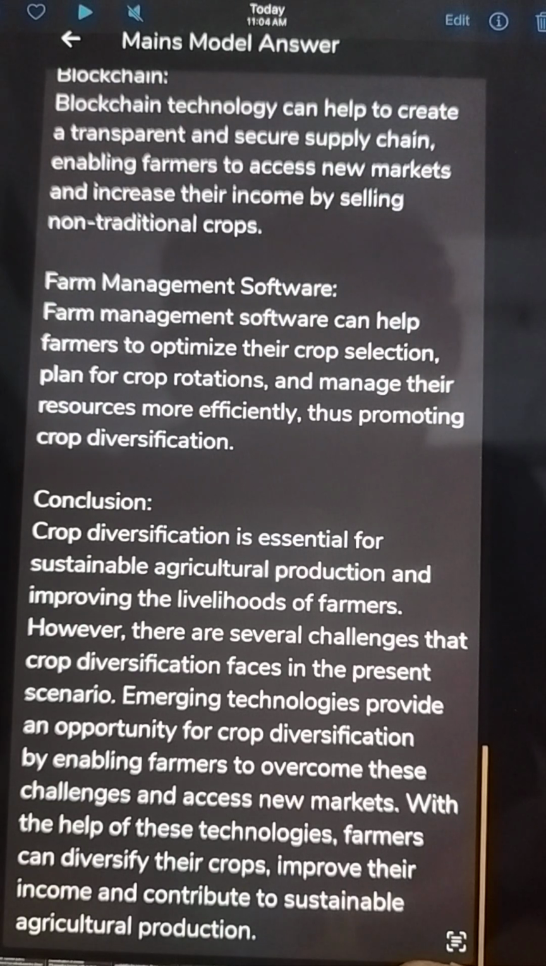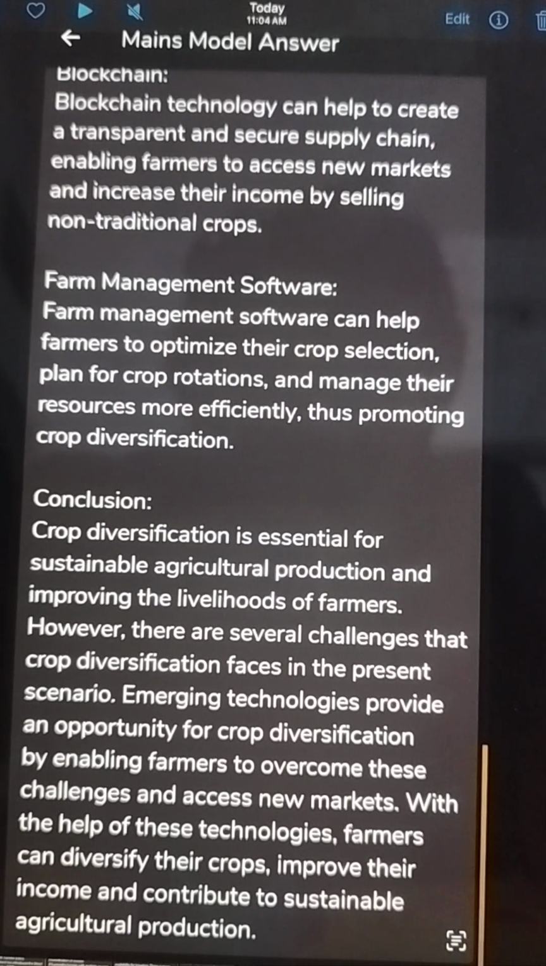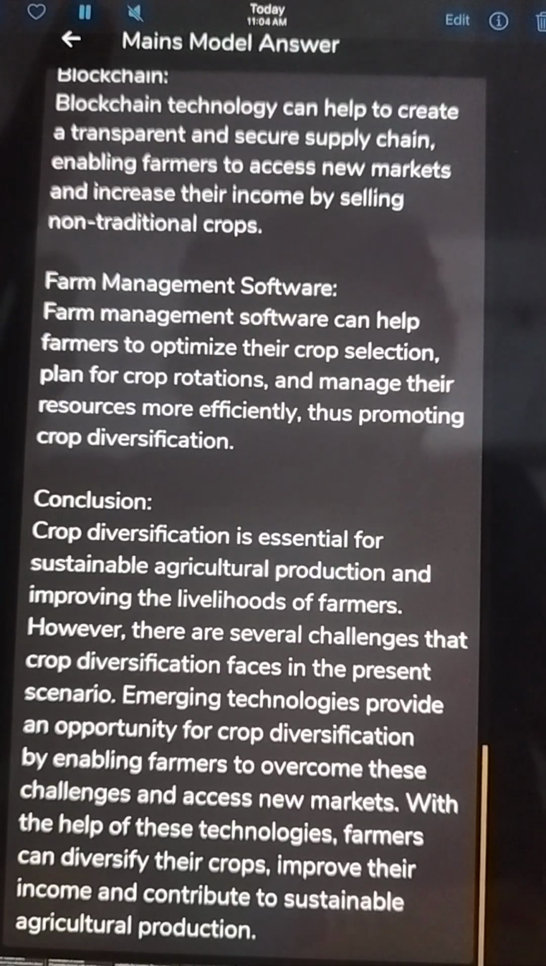Crop diversification is essential for sustainable agriculture production and improving the livelihoods of farmers. However, there are several challenges that crop diversification faces in the present scenario. Emerging technologies provide an opportunity for crop diversification by enabling farmers to overcome these challenges and access new markets. With the help of these technologies, farmers can diversify their crops, improve their income, and contribute to sustainable agriculture production.